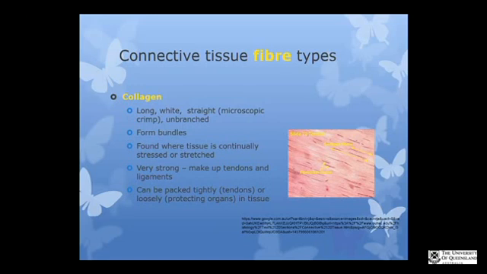Okay. Collagen fibers. Long, white, straight fibers, but if you look at them under a microscope, they have a crimp. Now, a crimp is just a tiny little wave. So if you just look at them, they look as though they're long and straight and white, but if you look at them more closely, you'll see that they actually have a little wave in them. And they form bundles. You find collagen fibers where tissue is continually stressed or stretched.